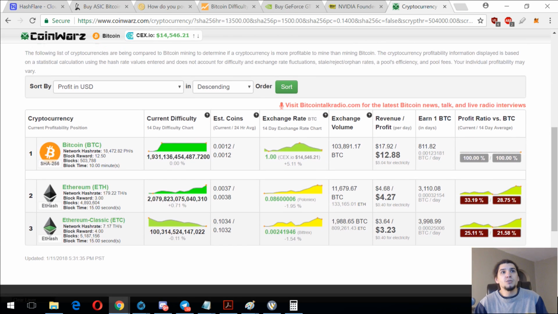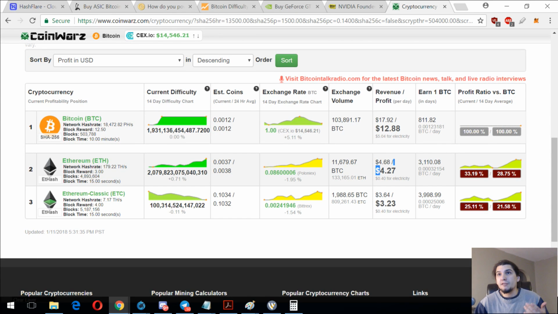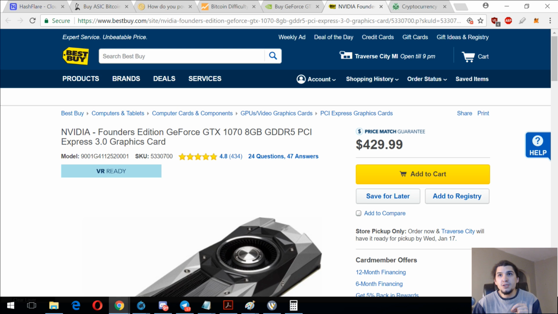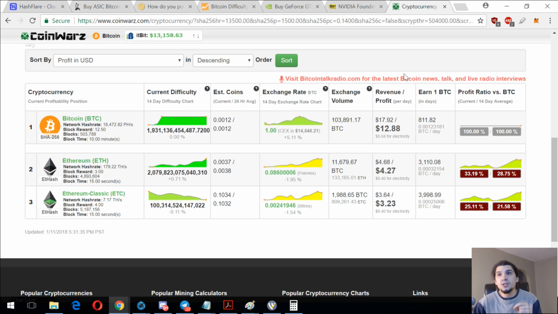So there we go. Look at that, $4 a day. All right, so right there, this is actually good because this card's only $400. Okay, $430, and it's going to produce $4.27 a day. Okay, so that's 10%, guys. Right, that's why I want to set up a GPU mining rig instead of these ASICs, because I can run this with 110 volt power.